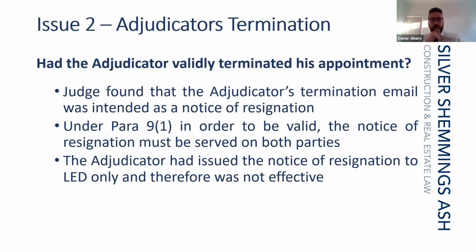So the second point was the adjudicator's termination. Had the adjudicator validly terminated his appointment? The judge found that the adjudicator's termination email was intended as a notice of resignation. Under paragraph 9.1 of the scheme, in order to be valid, the notice of resignation must be served on both parties. And here, unfortunately, the adjudicator had issued the notice of resignation to Lane End only, and therefore the judge decided that the resignation was ineffective. So again, it gets real formality points here.